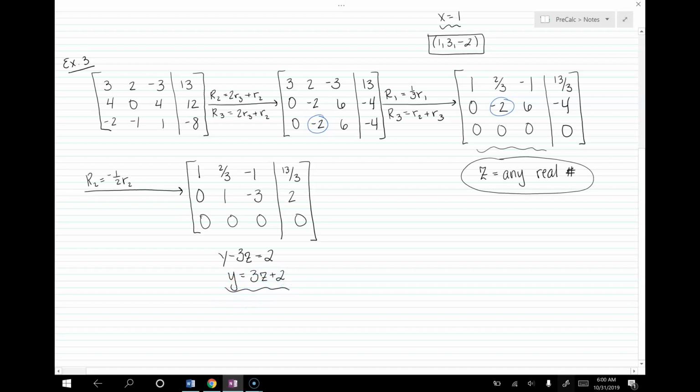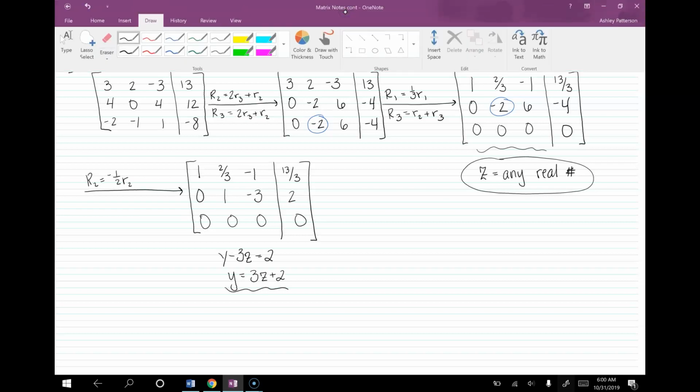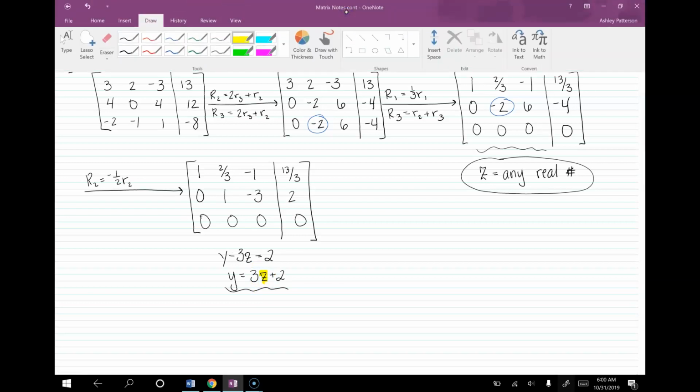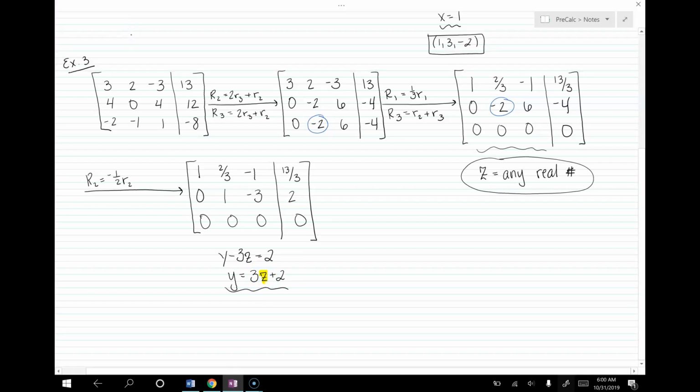Why are we doing this? Again, z is any number on the number line. So if I need to find y, all I would have to do is plug whatever my z is in here, and boom, I know what y is. Okay, so we're writing each of these variables in terms of z only because we need to be able to solve for them with that any real number piece.